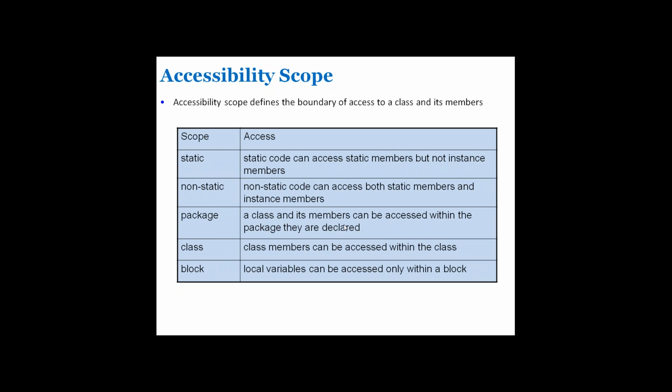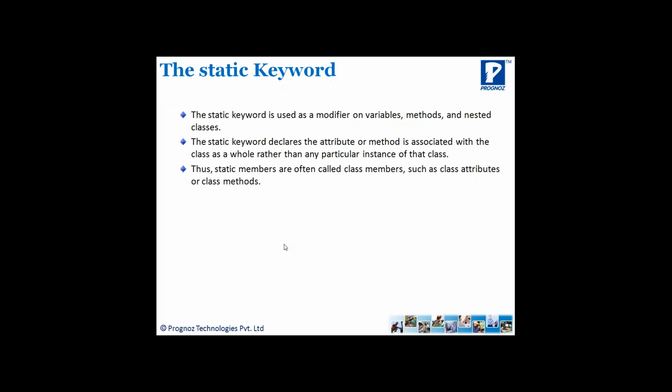Non-static code can access both static and instance members. A package member can be accessed within the package where it is declared. A class member can be accessed within the class, and a block-local variable can be accessed only within its block. Local variables and class members, meaning static variables. And package means the package which we declared, so where we are declaring, there I can use the members of the package. And non-static code provides both static and non-static members. So we will see this.